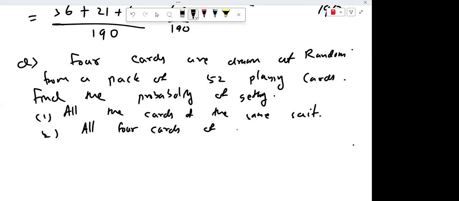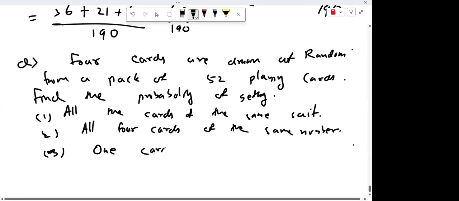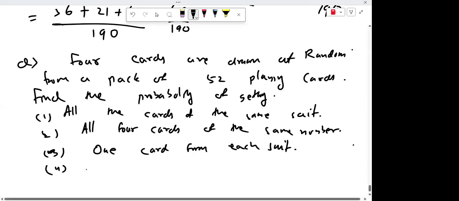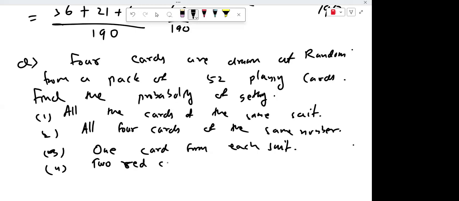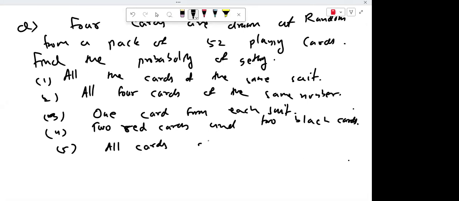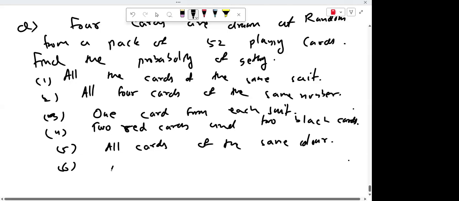all four cards of the same number, one card from each suit, two red cards and two black cards, all cards of the same color, all face cards. Okay, try to solve this.